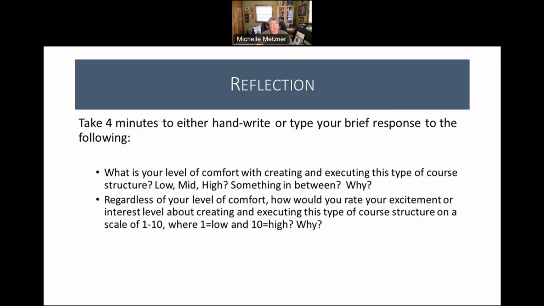Now, take about 4 minutes to either handwrite or type your response to the following. What is your level of comfort with creating and executing this type of course structure? Low, mid, high, somewhere in between, and why? And then, regardless of your comfort level, how would you rate your excitement or interest level about creating and executing this type of course structure on a scale of 1 to 10, where 1 is low and 10 is high? And then tell me why. Go ahead and pause.